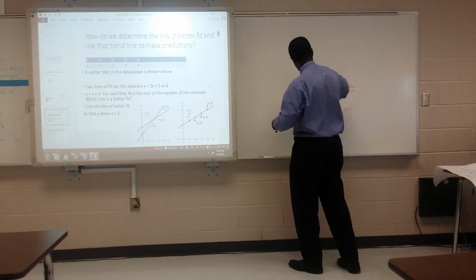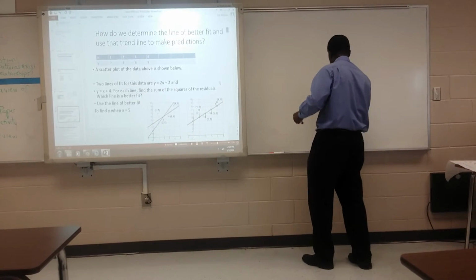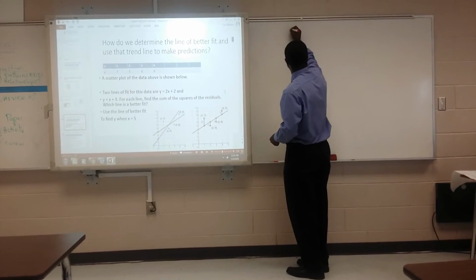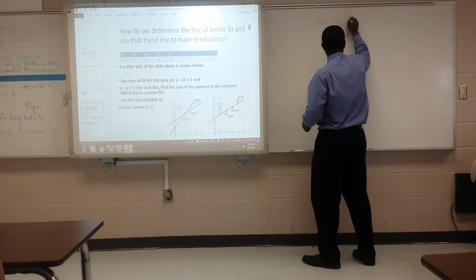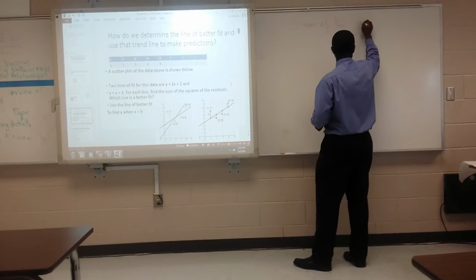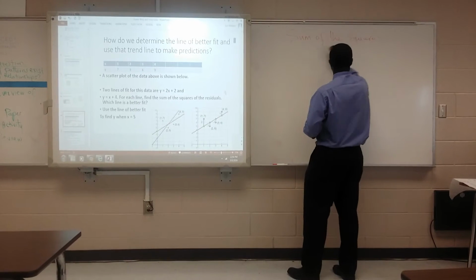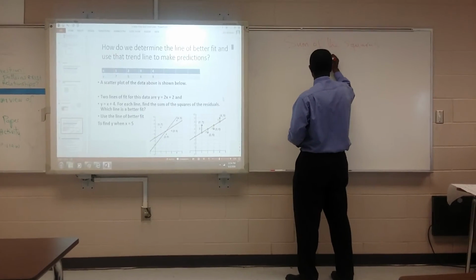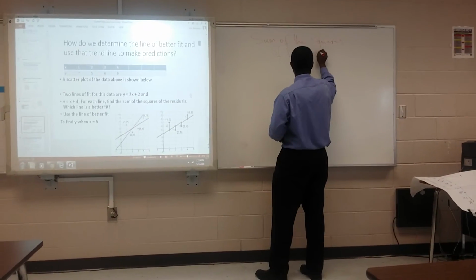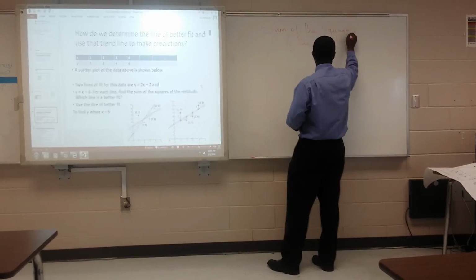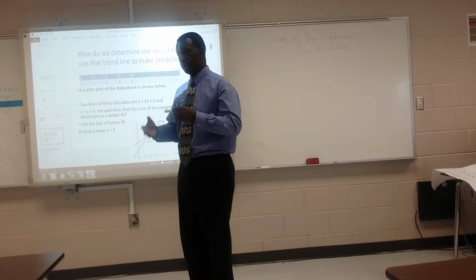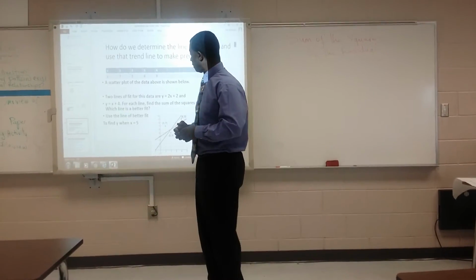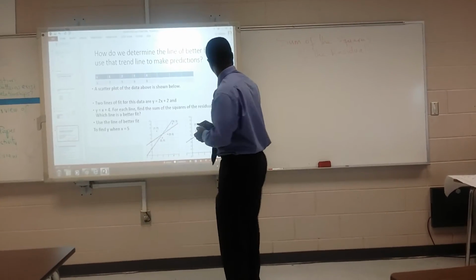finding the sum of the residuals. It's called the sum of the squares of the residual. This is what we use to make a more accurate determination, all right, which is much better than just eyeballing. And so what is a residual?